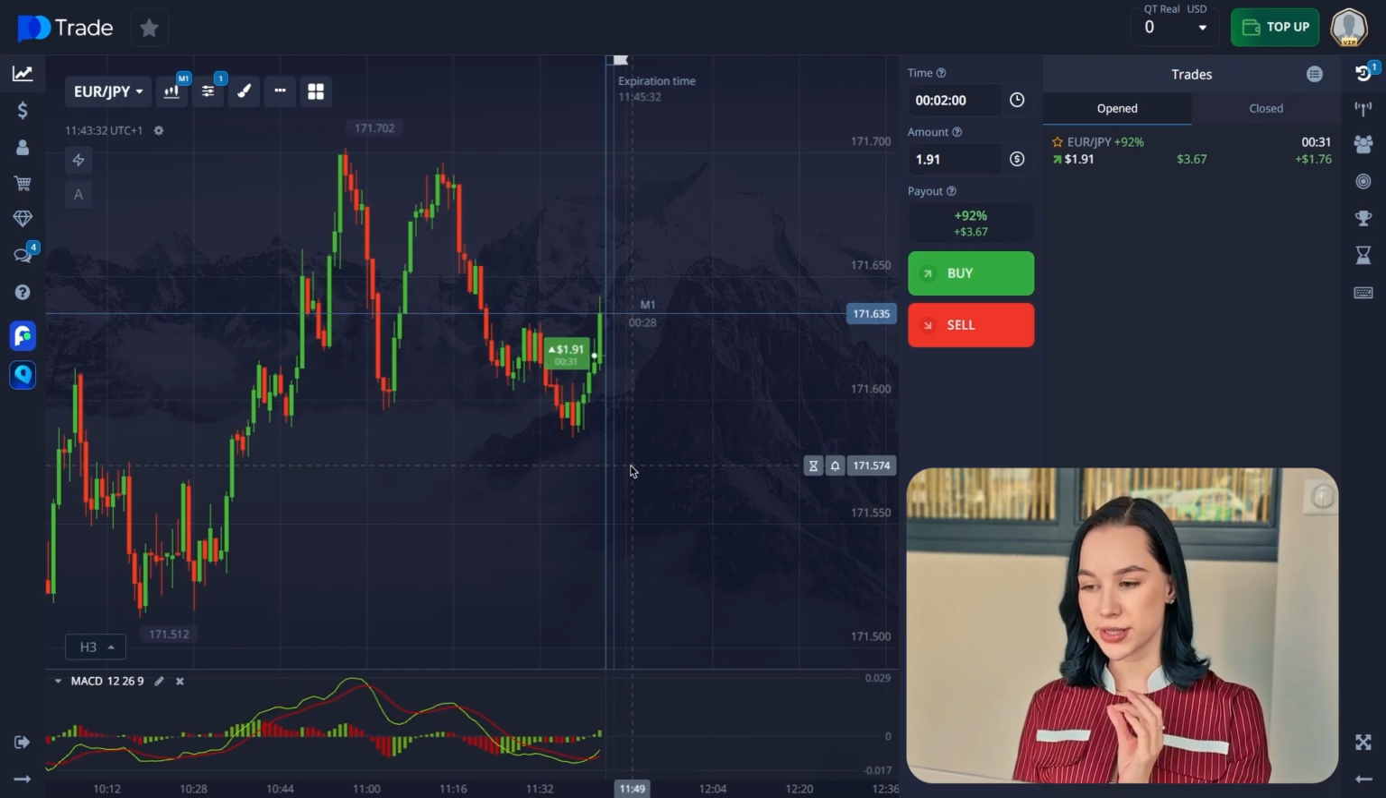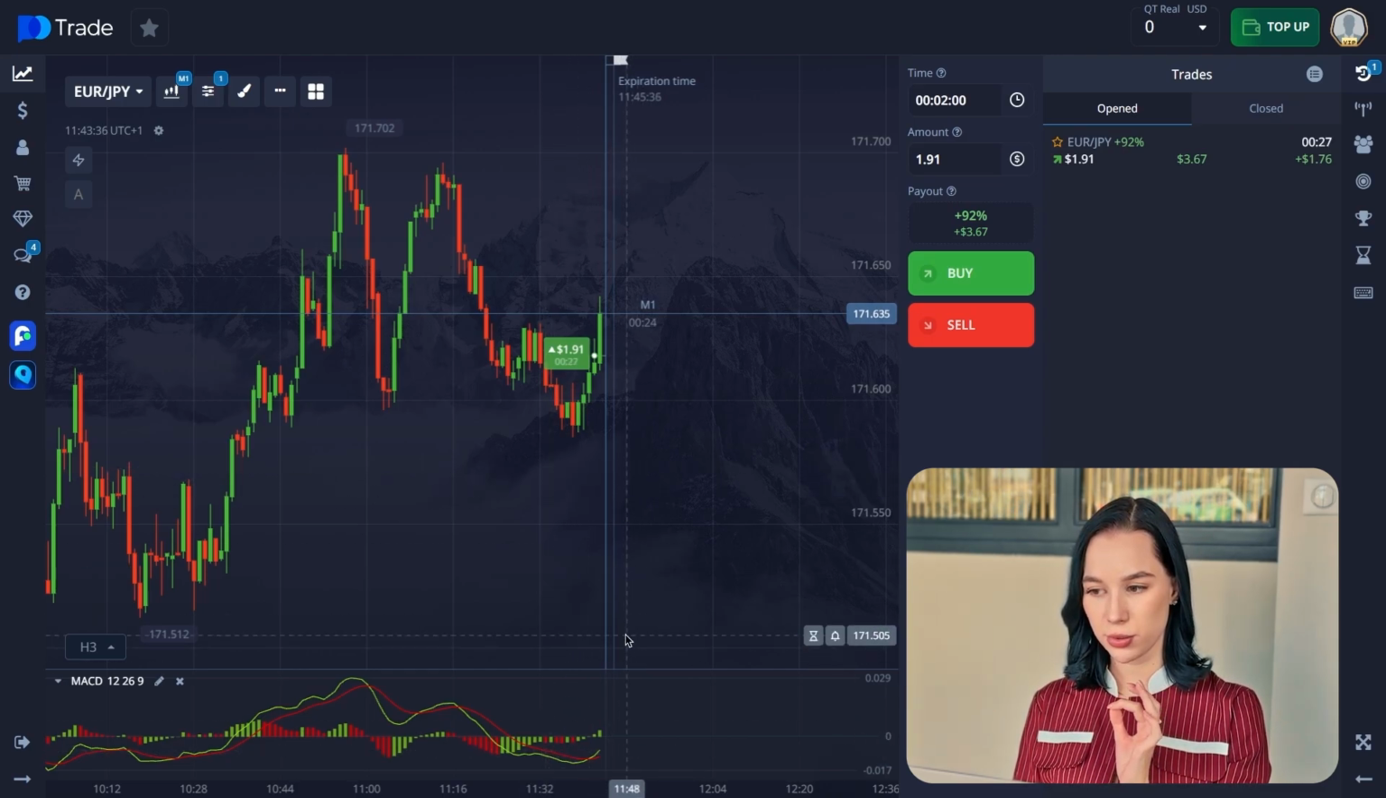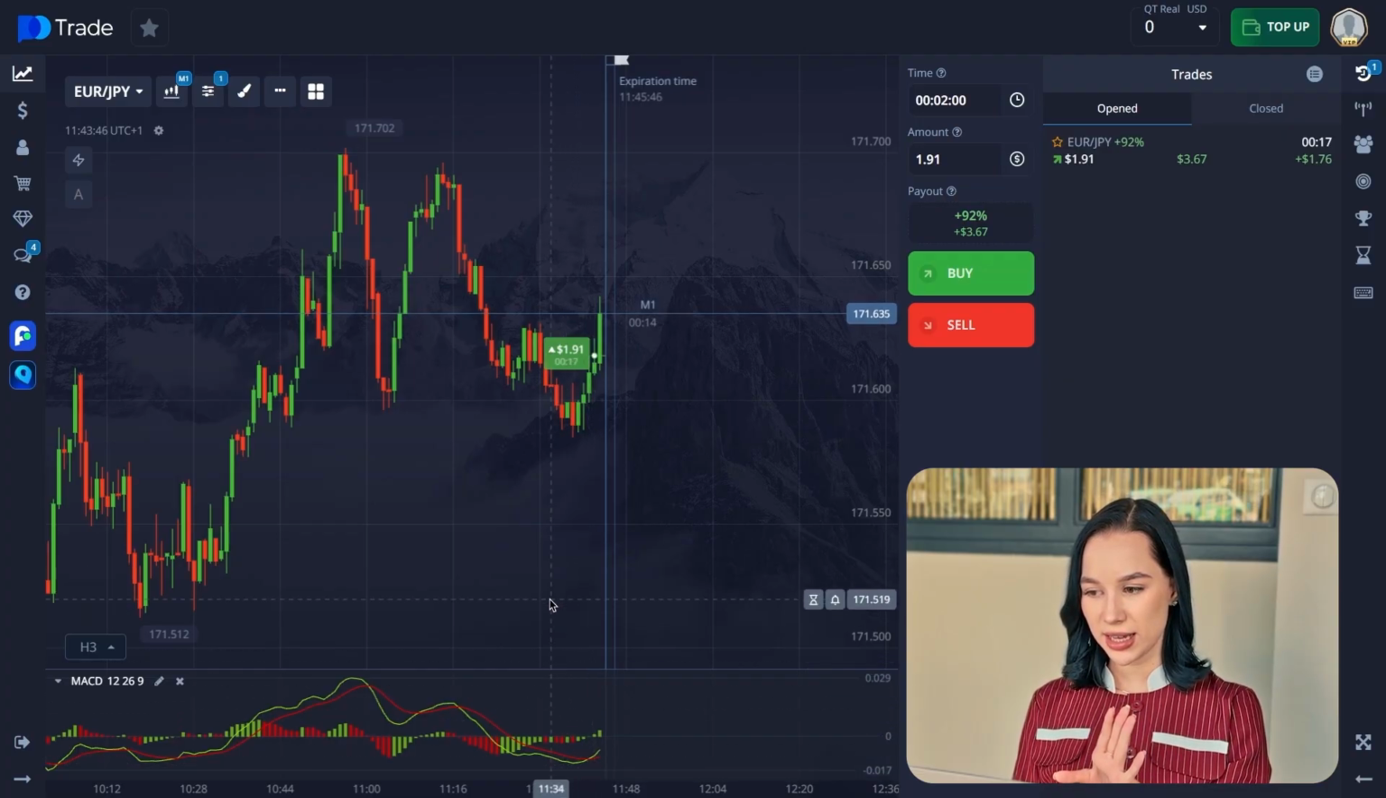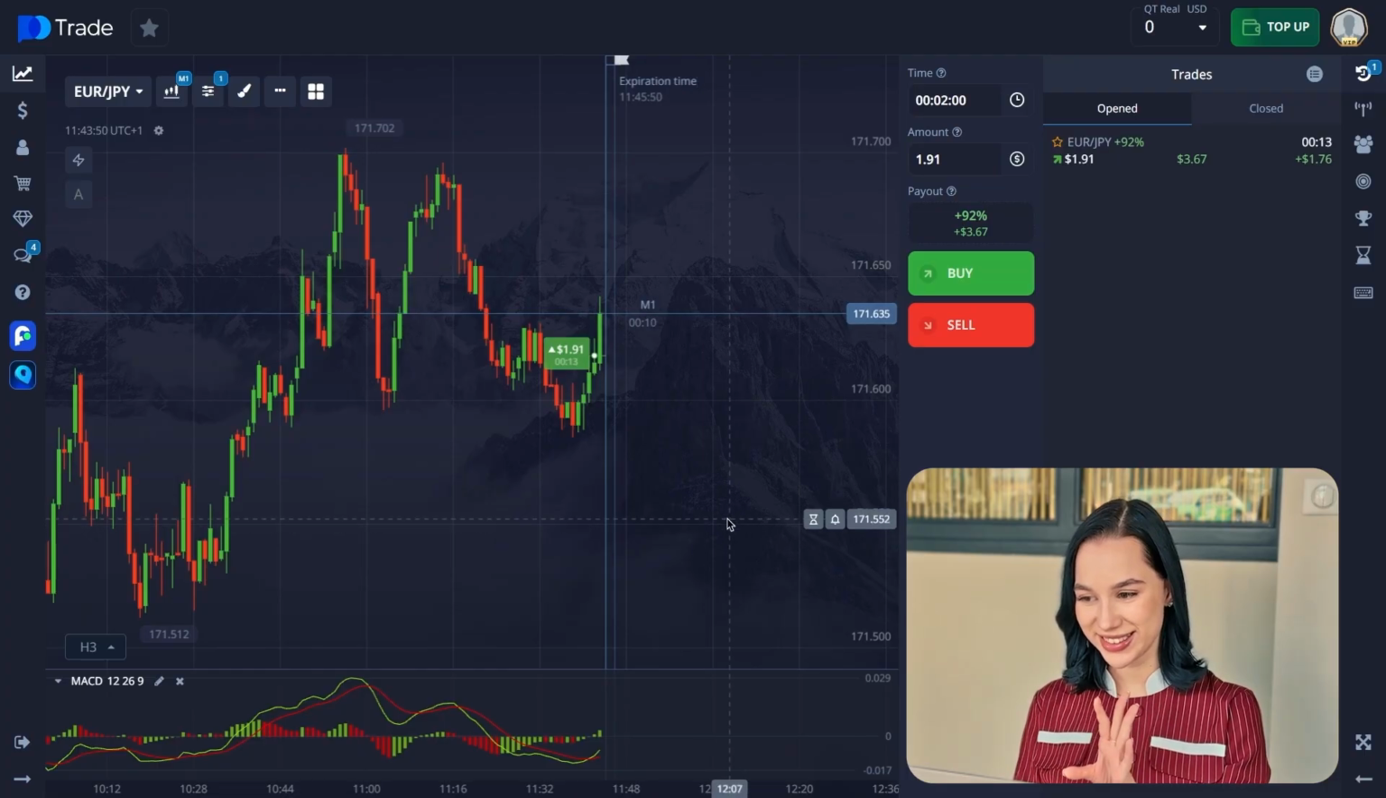So now it's 30 seconds to the end of our trade, guys. Let's wait. It's going pretty well. I hope there aren't going to be any fluctuations and corrections as well. Okay, now it's 20 seconds, guys. Okay, perfect. And 15. Okay, let's wait. Hope it's going to be great.